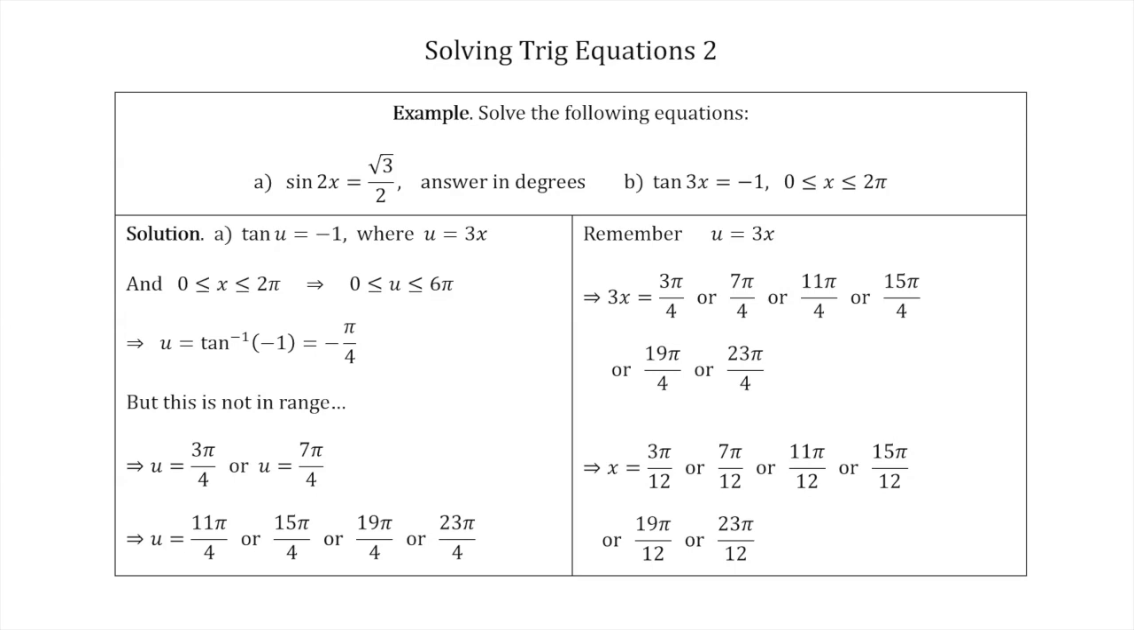So they're all the same numerators but with 12 in the denominator when we divide them all by 3. And this is the final answer. You might notice that some of these fractions could be simplified. 3 pi over 12 and 15 pi over 12 could be simplified because there's a 3 in the top and the bottom, but I'll leave that to you. I'm just going to leave them like this.